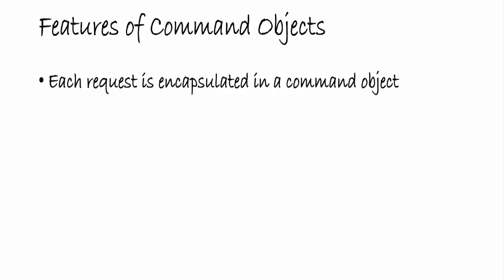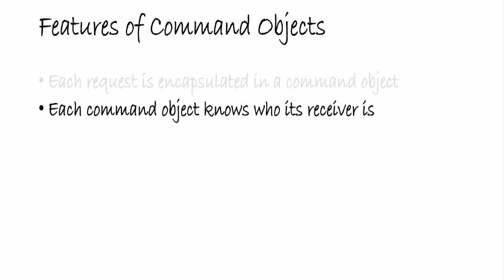Now that we have seen a demo of the implementation of the command pattern with the help of a logging framework, let's discuss a few features of the command objects. First of all, each request is a command object. It's all encapsulated in an object. Each command object knows who its receiver is. So the command to log message to a file has a pointer to a file object, and the command that writes to a database has a pointer to a database log that represents a table in a relational database.